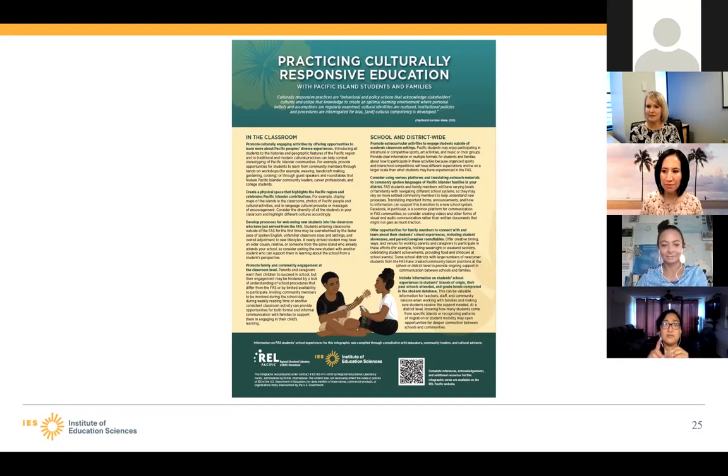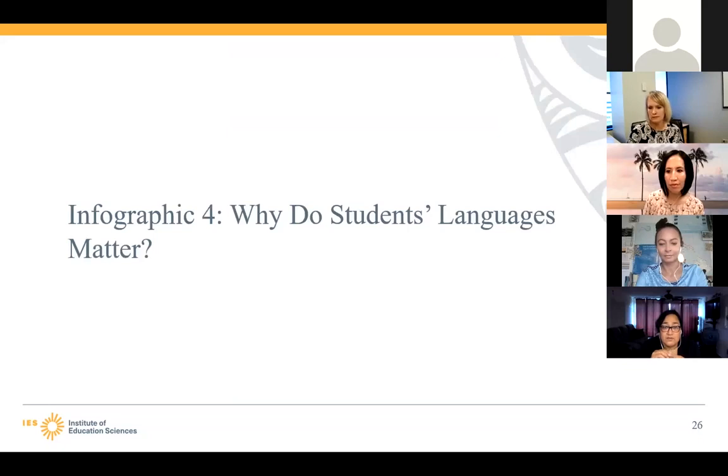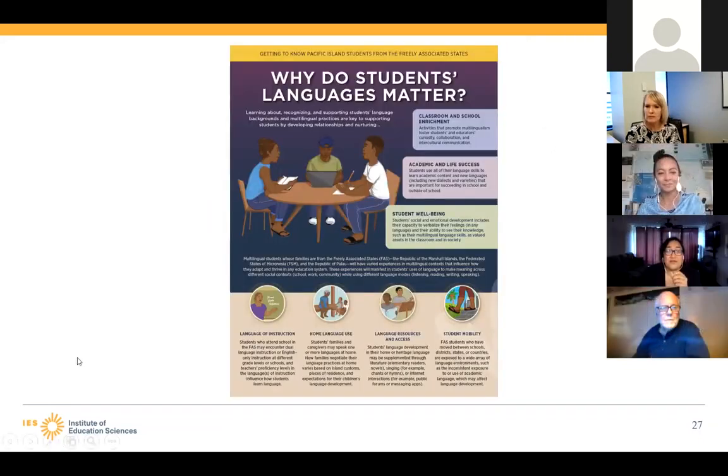So up until this point, the first 3 infographics that I've mentioned are immediately available for download on the website. This next one that we're going to discuss, the 4th one, is expected to go live any day now. If you look at the next slide, we're going to infographic 4, why do students' languages matter? This infographic focuses on the complexity of language for students from the FAS and how that manifests in their educational experiences.